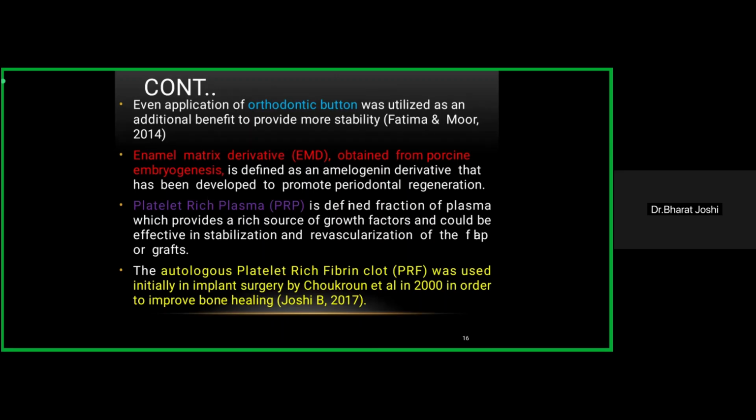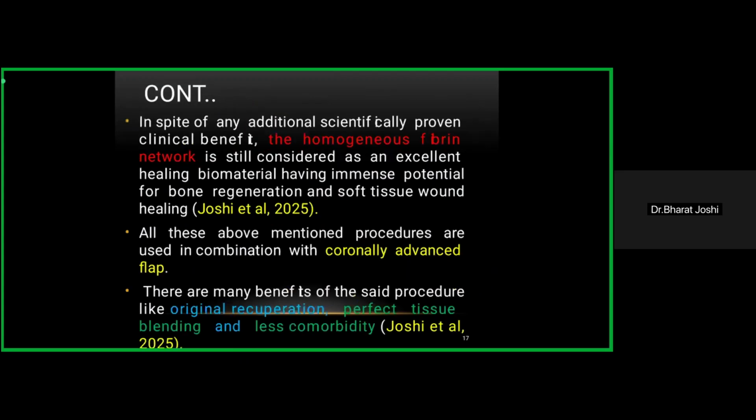However, it was first used in implant surgery by Choukroun in order to improve bone healing. That dates back to its history. Now, in spite of that, this homogeneous fibrin is a good biomaterial which helps in regeneration as well as soft tissue wound healing. All these procedures have been used in combination, and the advantage of the coronally advanced flap is its original recuperation, perfect tissue blending, and less comorbidity.